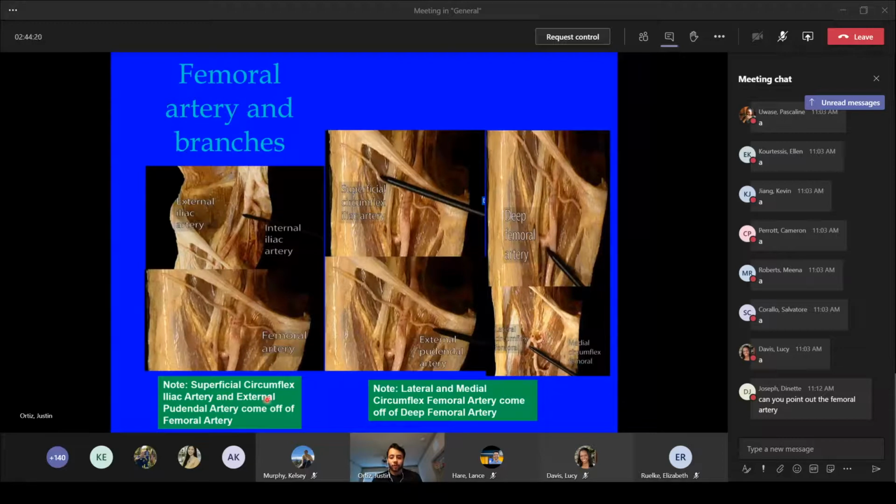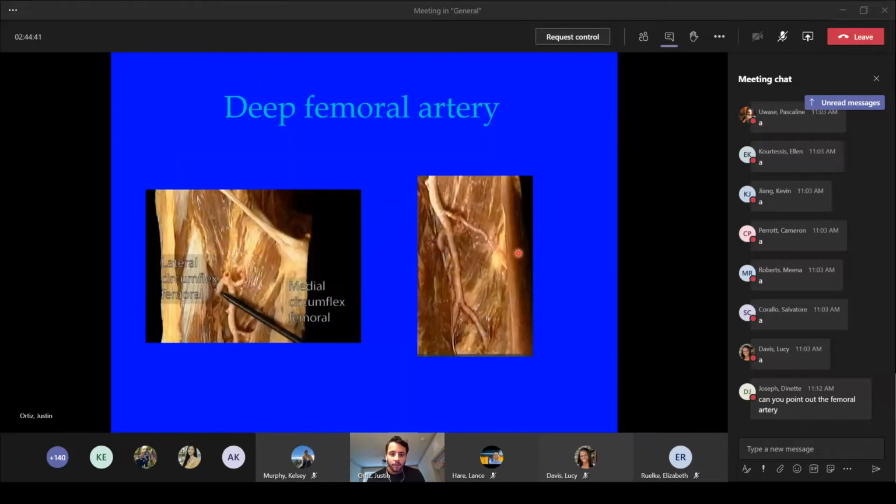So this is why I put two little notes here, in order for you to separate those and remember which one comes off the deep femoral, which would be your lateral and medial circumflex femoral arteries, and which one comes off your femoral artery, which would be your superficial circumflex and external pudendal artery. I hope I cleared up anything that was lost in regards to which structures are which here. Again, this is your lateral circumflex femoral, and this will be your medial circumflex femoral, coming off your deep femoral artery.